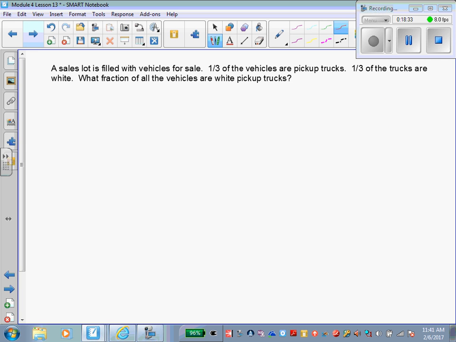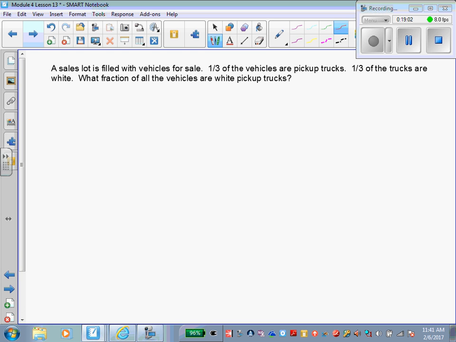All right, let's take a look at the next problem, and then we're going to end up doing our problem set. A sales lot is filled with vehicles for sale. 1/3 of the vehicles are pickup trucks. 1/3 of the trucks are white. What fraction of all of the vehicles are white pickup trucks?